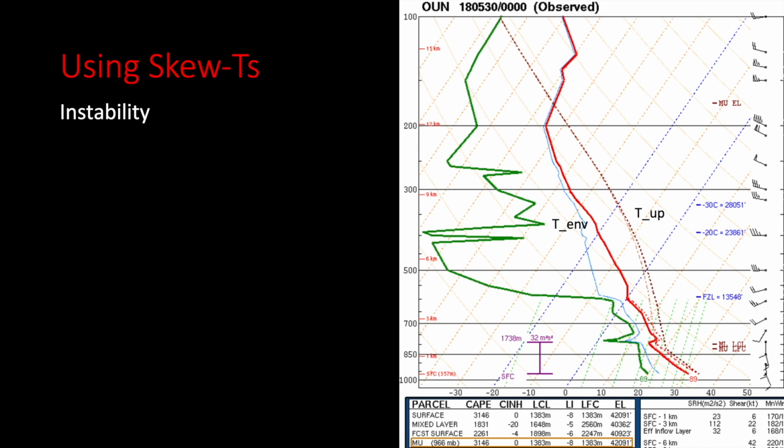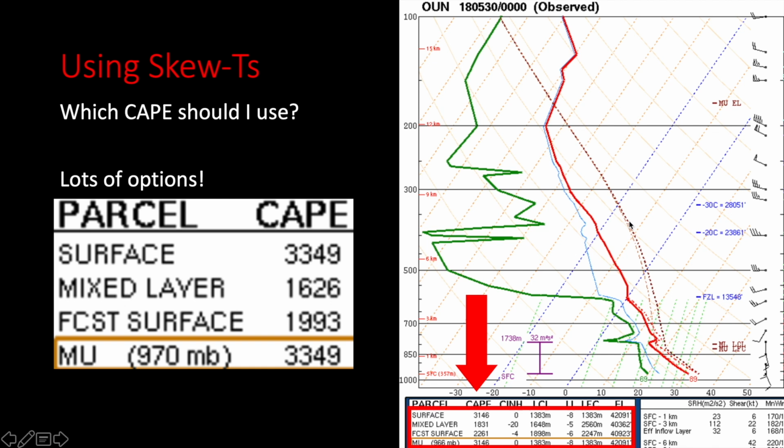So while you're using Skew-Ts, we are looking for that instability here. It can be found by comparing the temperature of the updraft here in that brown dashed, which again is our best guess, with the temperature of the environment here. Because the warmer that our updraft is relative to that environment, the more it's going to want to rise. So the farther apart these two are from each other, usually the better chance of a robust updraft and a strong supercell.